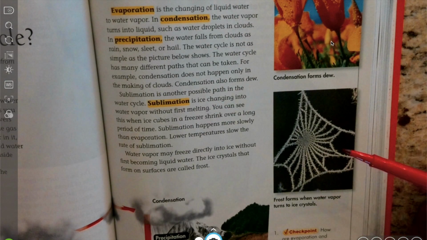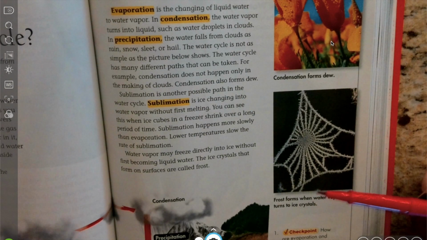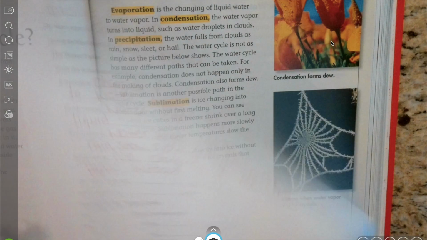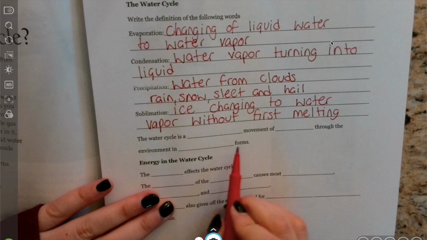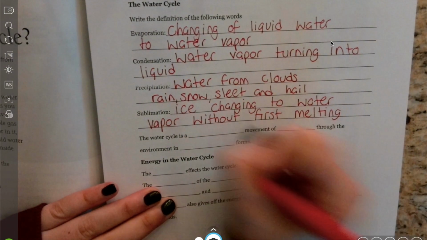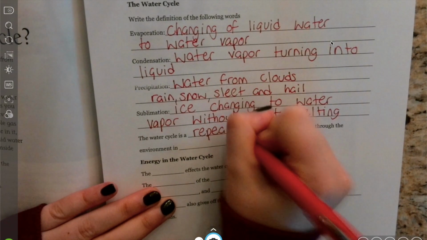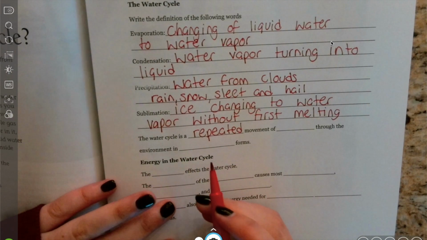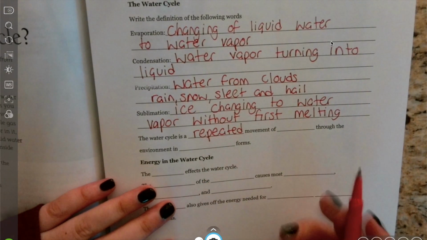As it's starting to get colder, you might see frost on a car, and that's when the water vapor from the sky turns into ice crystals. All right, so then the water cycle is a repeated movement of water through the environment in various forms. So it happens over and over again that we're using this water and it's just going through the environment in various forms, whether it's in a solid, liquid, or a gas.